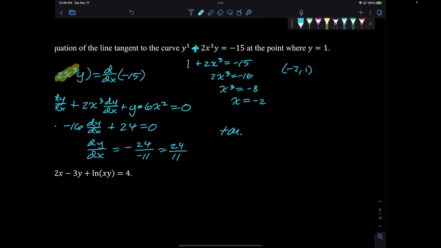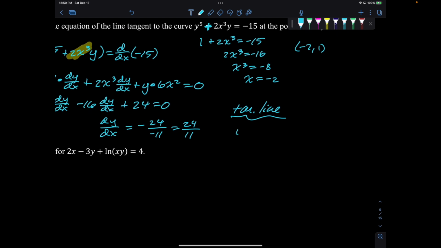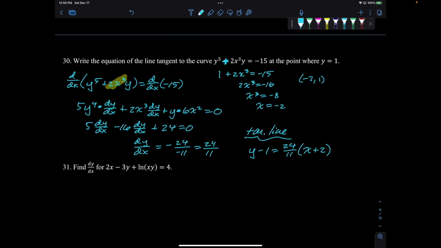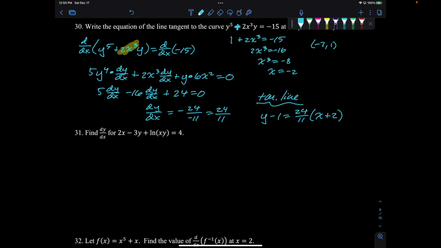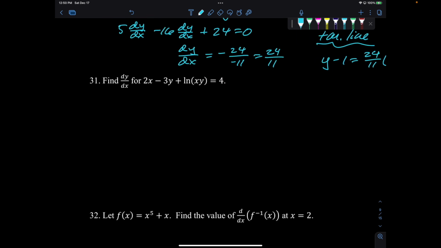So the tangent line: y minus 1 is our slope, which is a little crazy, and then x minus negative 2, which is plus 2. Not bad. We did it. I don't know, didn't love it. Had a typo there. Not a big fan.